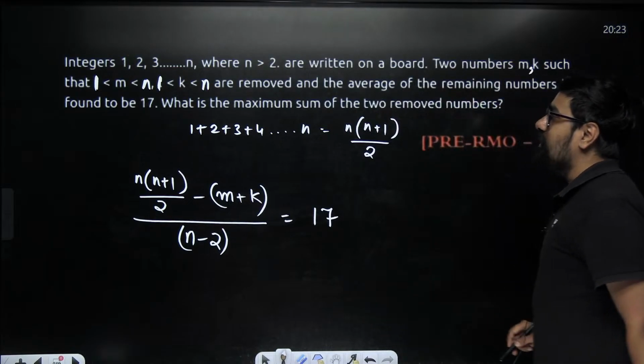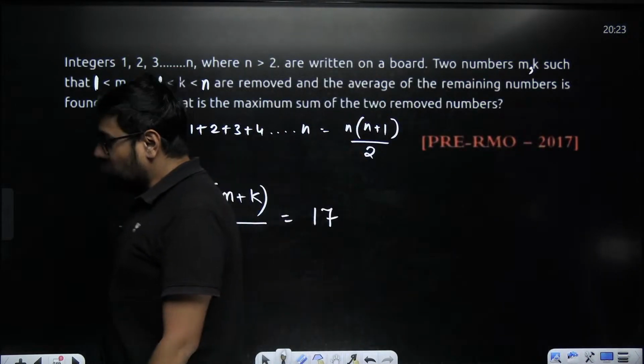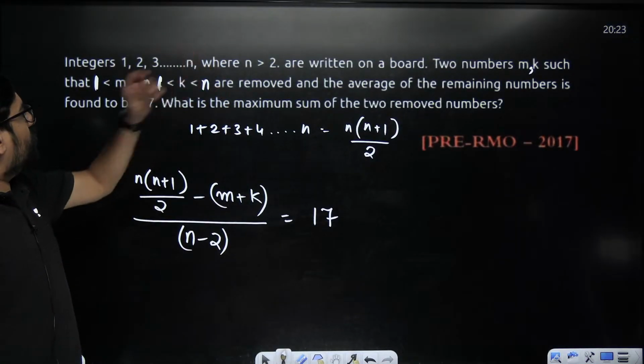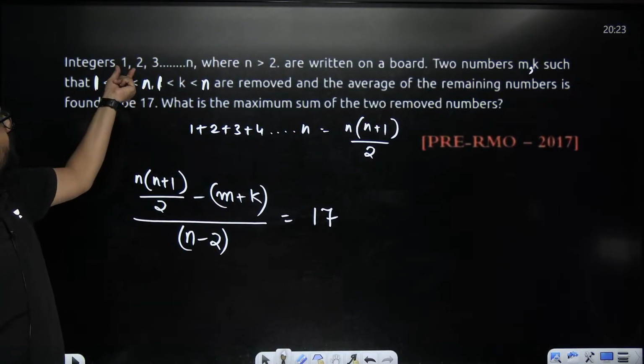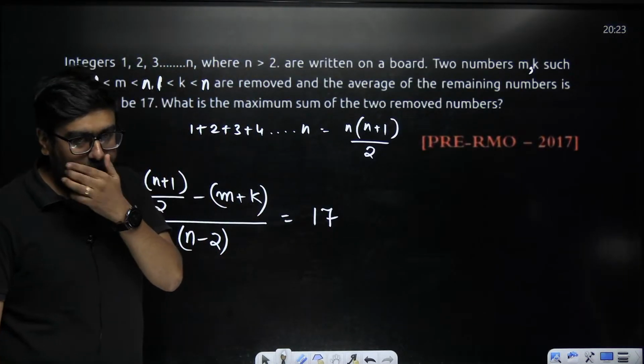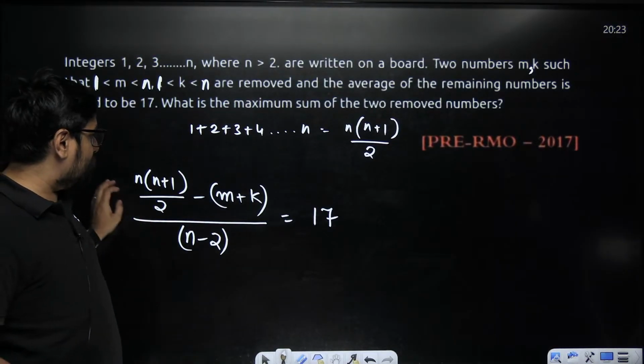Now they are asking what is the maximum sum of the two removed numbers. So what will the minimum sum be? n is always greater than 2, so the minimum sum will be when 1 and 2 are removed. The maximum will be when n and n minus 1 are removed. Correct? Right?